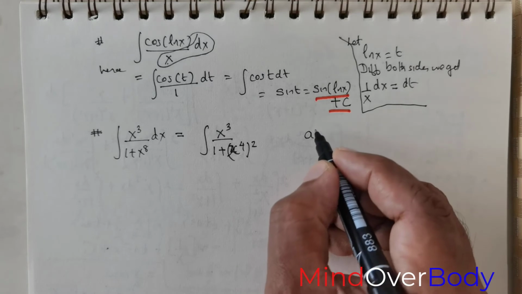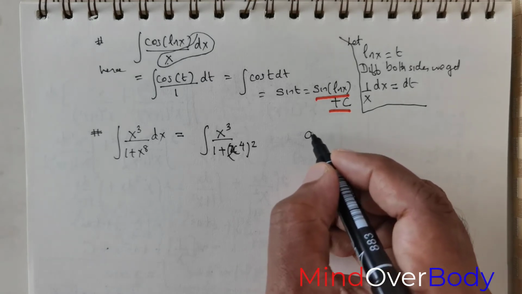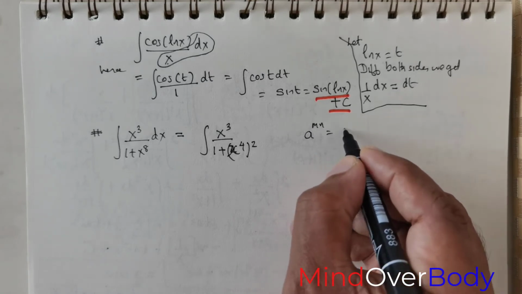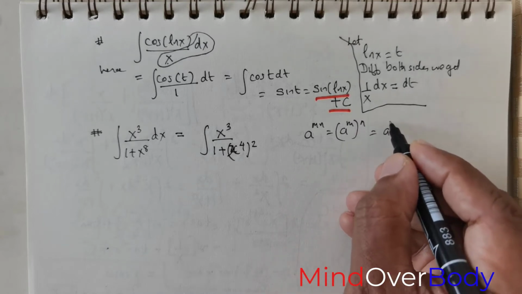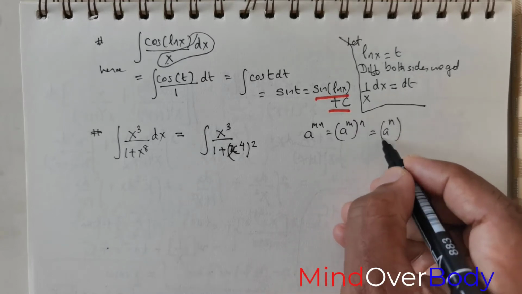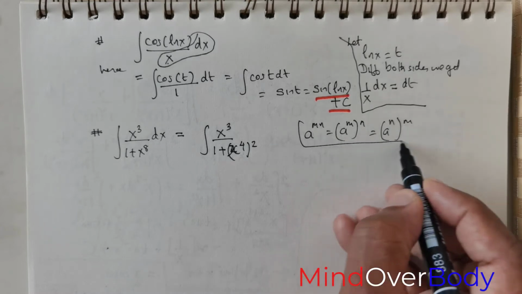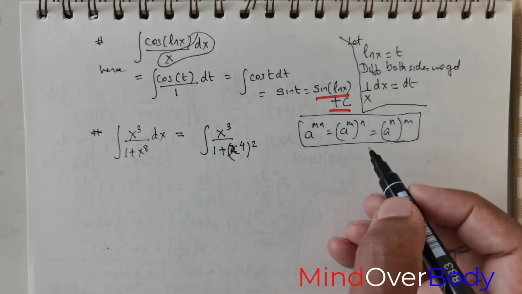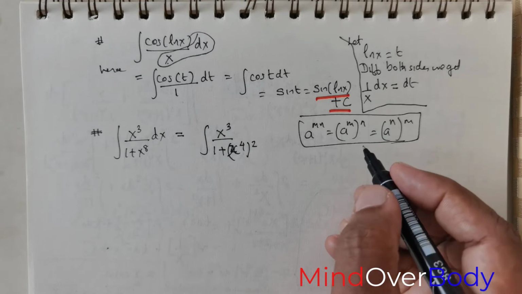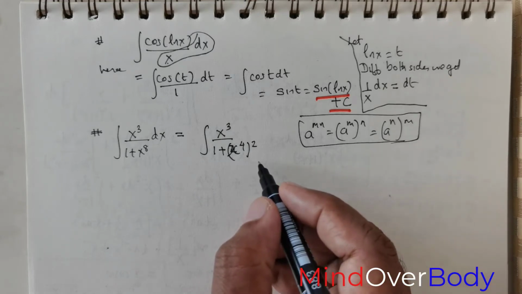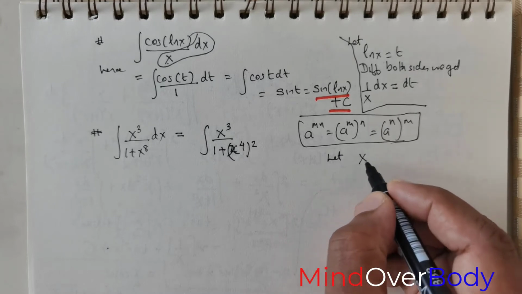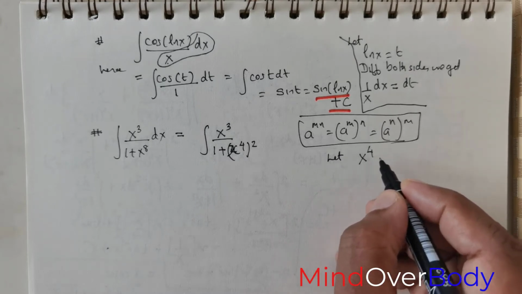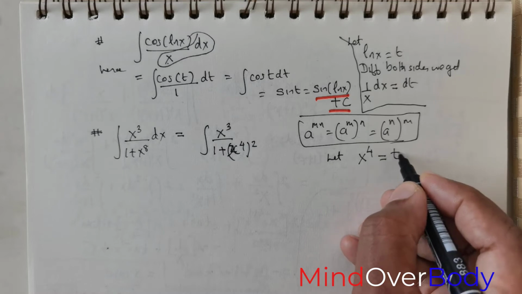Because from algebra we know that a raised to the power of m times n can be rewritten as a raised to the power of m times n, or we can rewrite this as a raised to the power of n times m. So these are all possible ways from the law of exponents. So what I'm going to do is make the following substitution. I'm going to state, let x raised to the power of 4 be equal to some t.